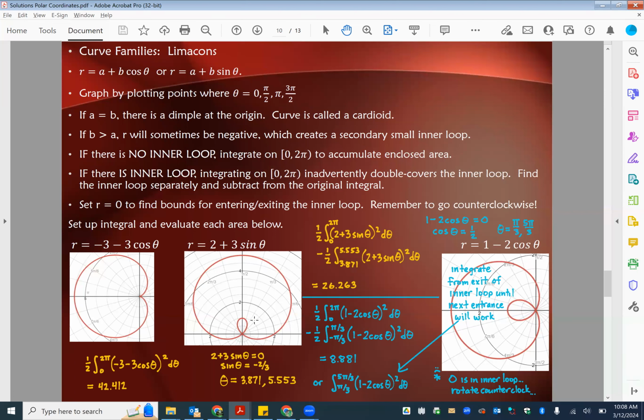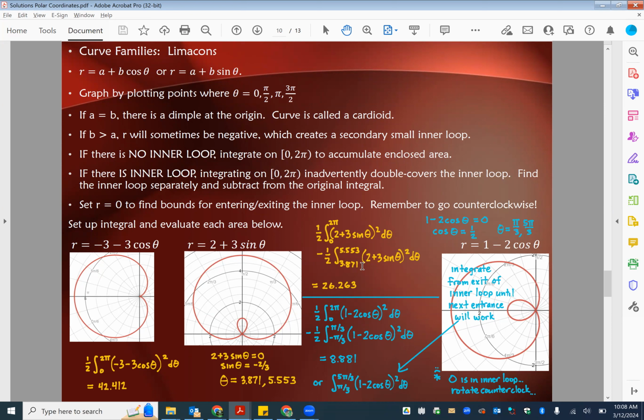The second example does have an inner loop. So looking at the work below the picture, here's me setting r equal to 0, using a calculator to find the radian angles that represent the entrance and exit from the inner loop. And I've got those numbers down here. Moving up above, now here I'm doing the official calculation of the full area from 0 to 2 pi, which has double counted the inner loop. So after the fact, I'm subtracting a second integral using the bounds of the inner loop that I calculated earlier. Okay, that's how we go about it.